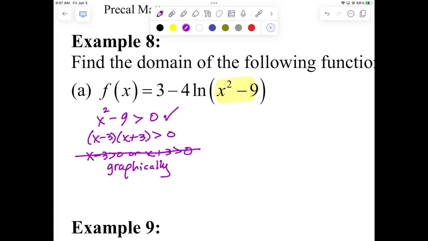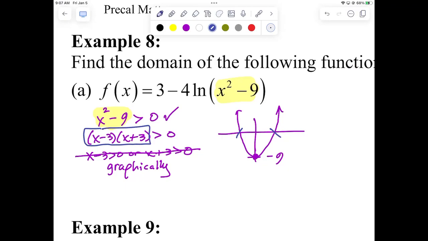So I know that my function is a parabola that opens up. Would you agree? X squared minus 9? That's a parabola that opens up. In fact, if I were to sketch it, I know the y-intercept down here is negative 9, and I know it opens up like this. I just need to find the x-intercepts. I need to know what those are. That's why I can factor it.